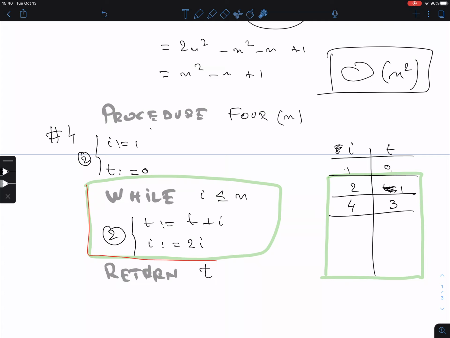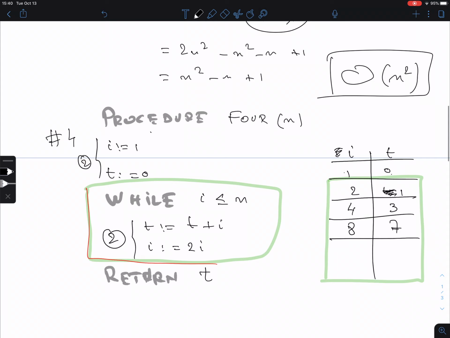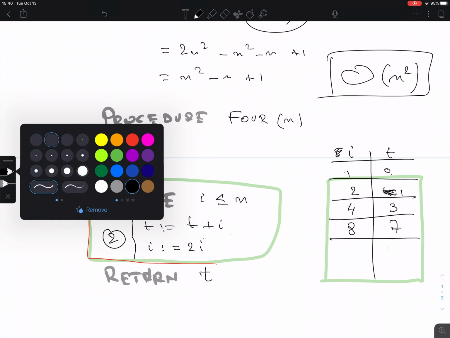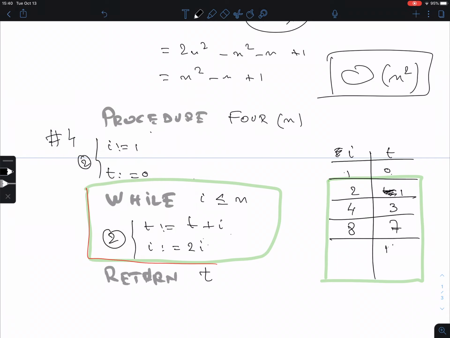So what is happening then? We're going to add this 4 to 3, right? So this step here is adding these two numbers. That is 7. And then I'm going to double I, so it becomes 8. In the next step, assuming that the while loop is still going on, we get 15 here, and I double the counter to 16.